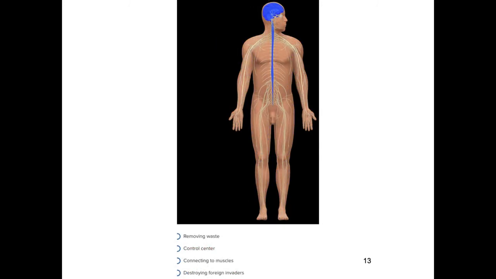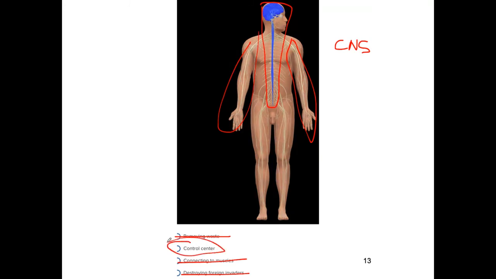All right, now what we have here is the brain and the spinal cord. And we know that that is the central neural system. And the central neural system is really Houston control. It is the main control center that regulates everything. So what does the brain and spinal cord do? Is it remove wastes? No. Is it connecting to muscles? No. Not the CNS. However, the peripheral neural system, these nerves will connect to muscles. Are they involved in destroying foreign invaders? Well, that's the immune system or the lymphatics. So best answer, control center.